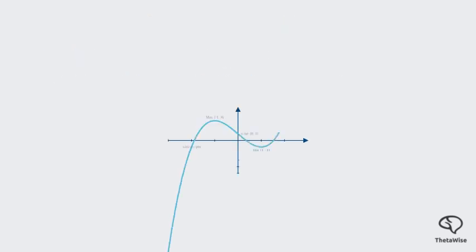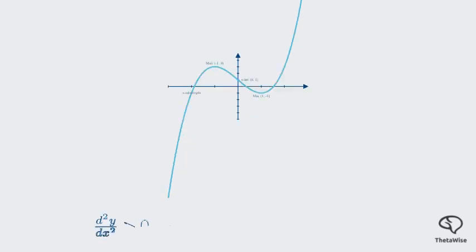Here is a final check of what a complete cubic graph looks like, with all its key features labeled. Let's do one final check. If you find a stationary point and the second derivative is positive, what does that tell you? That's right. It's a minimum because the curve is smiling upwards.